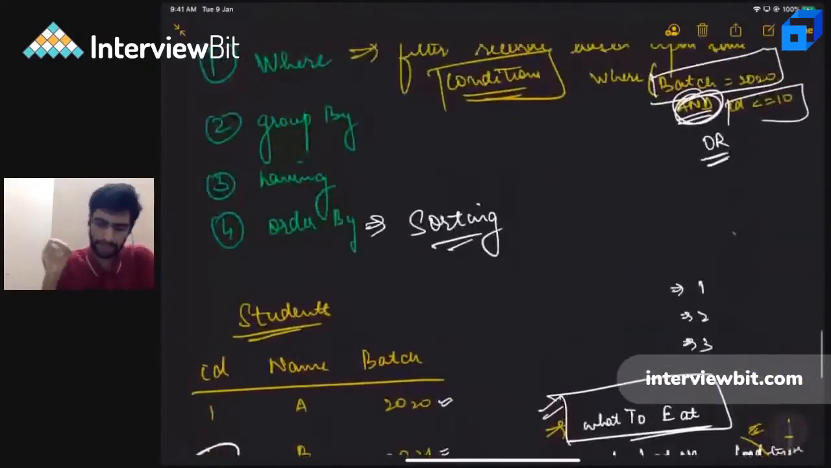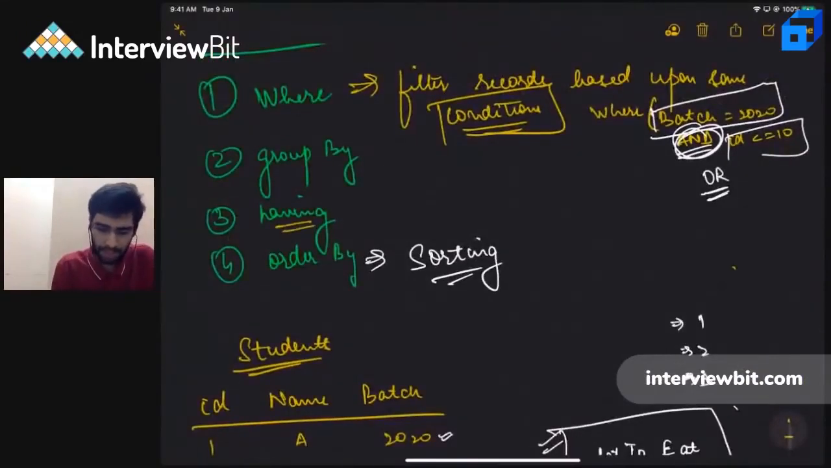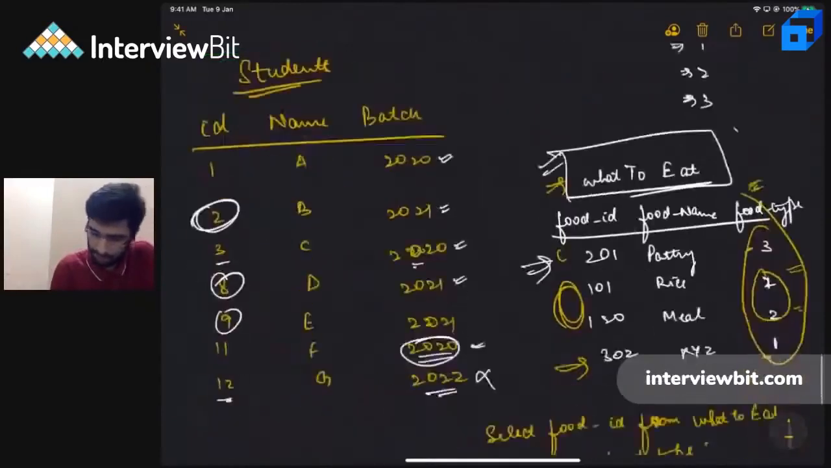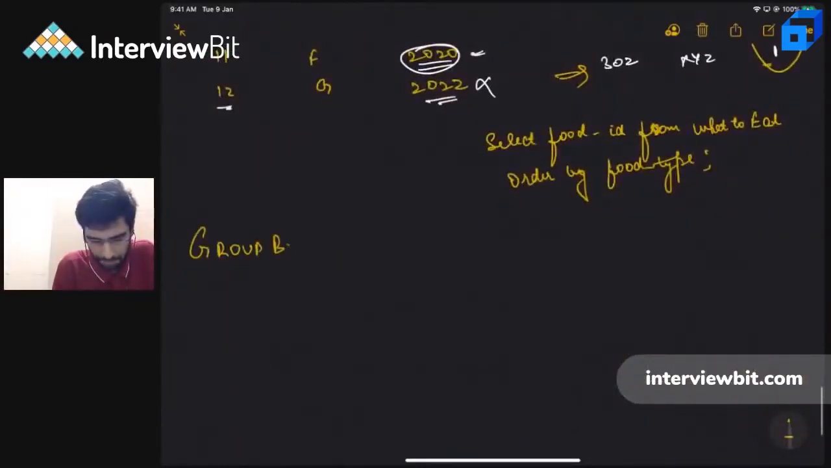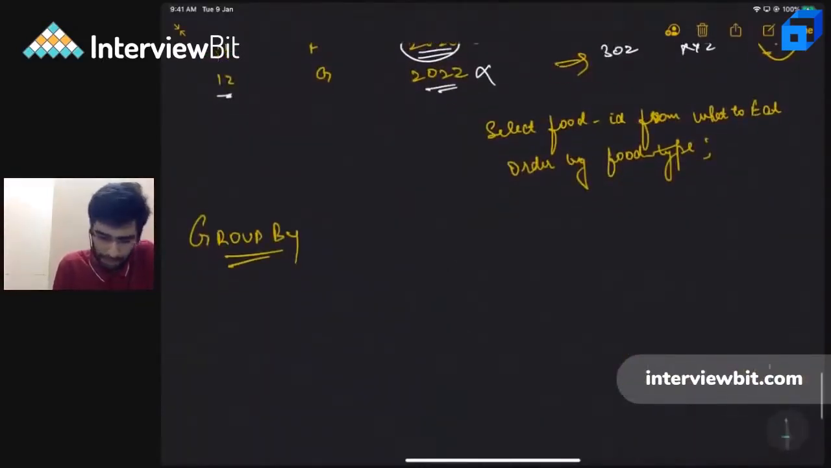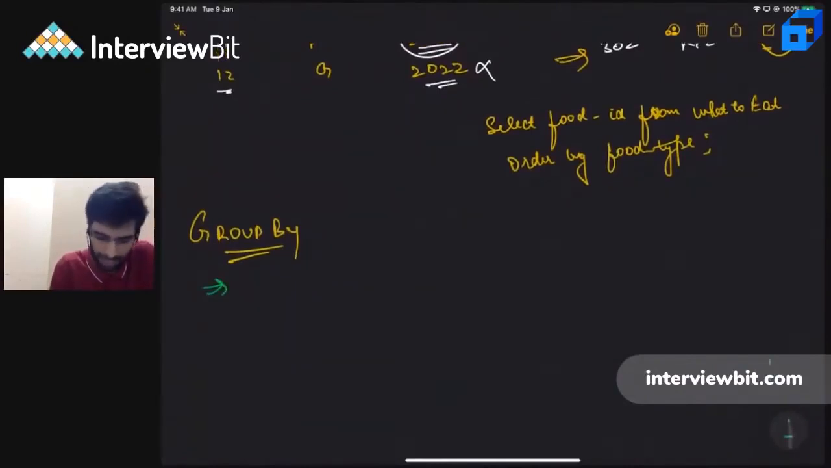Now let us discuss the other two things, having and group by. What is having and group by? What is the intuition that you get, what might having represent? Let us first think of group by. Group by is a clause that is mostly associated with aggregate functions.